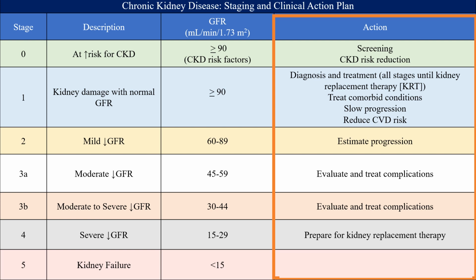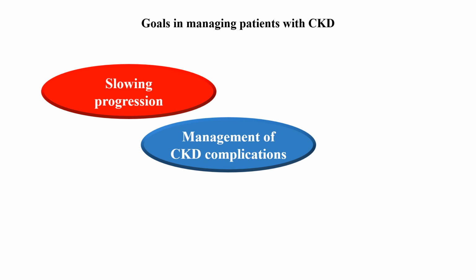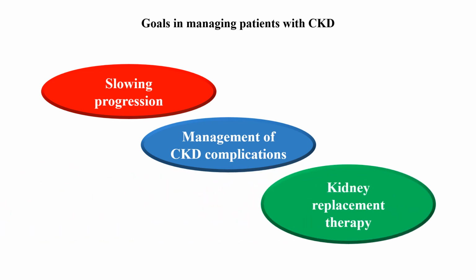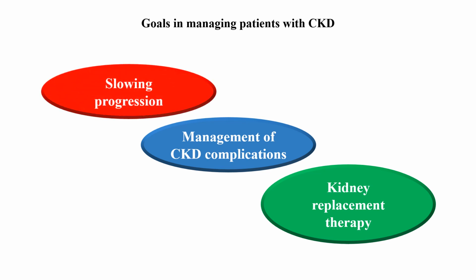At stage 4, preparation for kidney replacement therapy may be started. Patients are given education regarding the different kidney replacement modalities. Referral for kidney transplant evaluation may be considered in eligible candidates. By stage 5, patients may be placed on kidney replacement therapy such as dialysis or kidney transplantation. The goals in managing patients with CKD include slowing CKD progression, management of CKD complications, and appropriate referral for kidney replacement therapy. So let's now start with how we can slow down CKD progression.